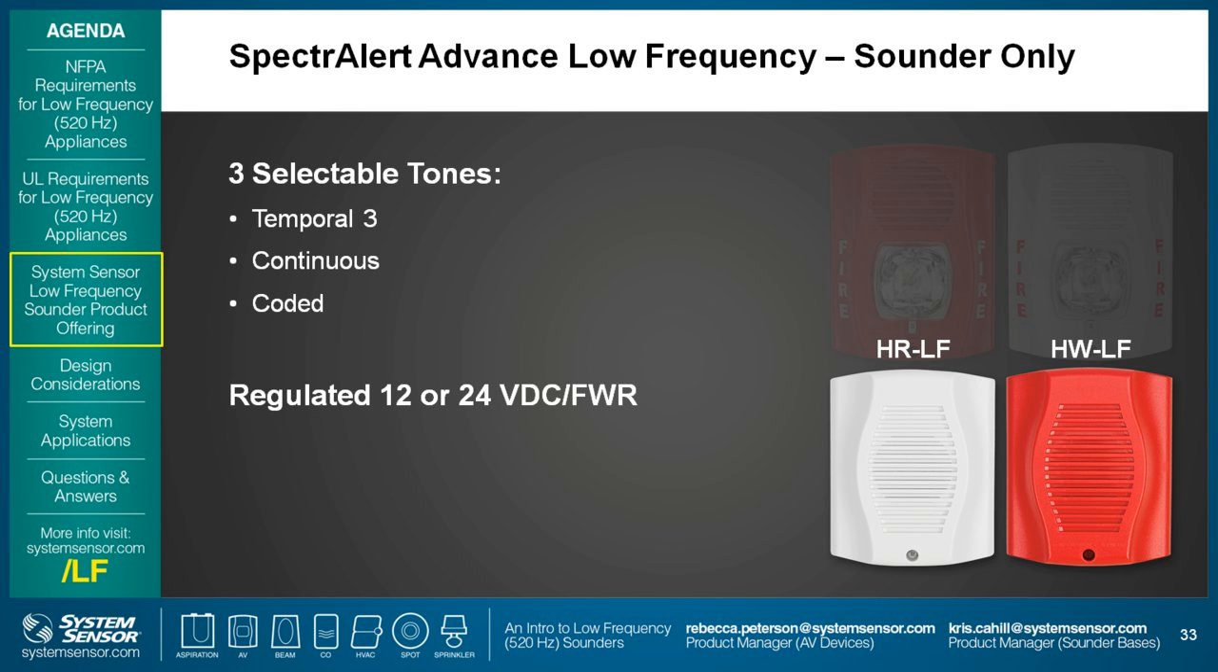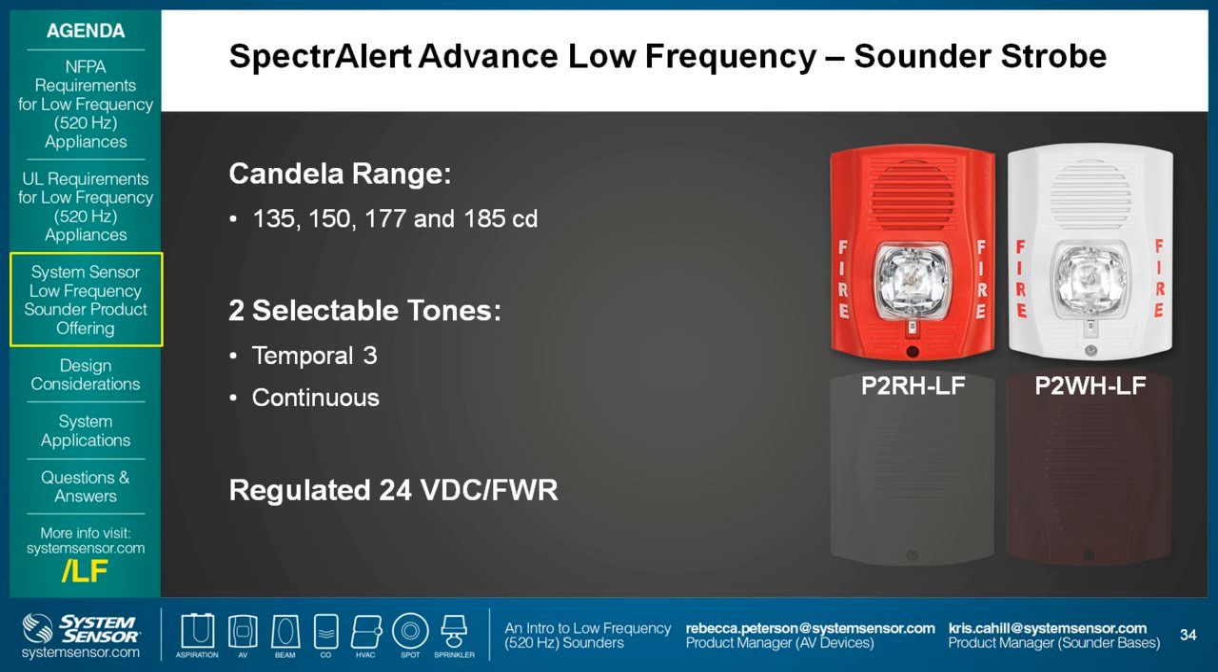Our 520 Hz low-frequency sounders come with 3 selectable tones: temp 3, continuous, and coded. A coded tone is a tone that can be created by the fire alarm panel or a power supply. Just to mention, our sounder-only versions are compatible with both 12 and 24 volt DC or full wave rectified systems.